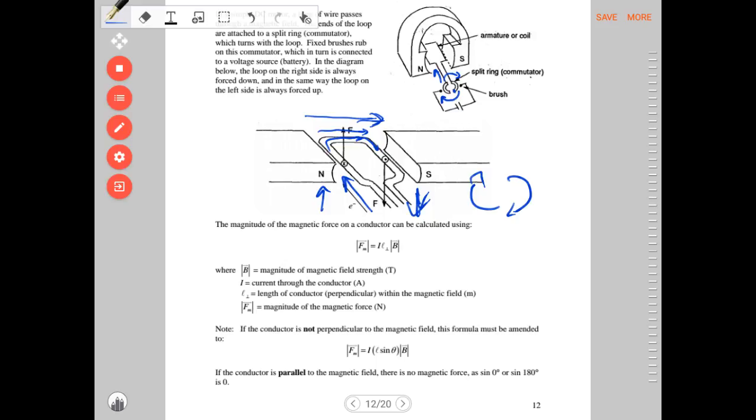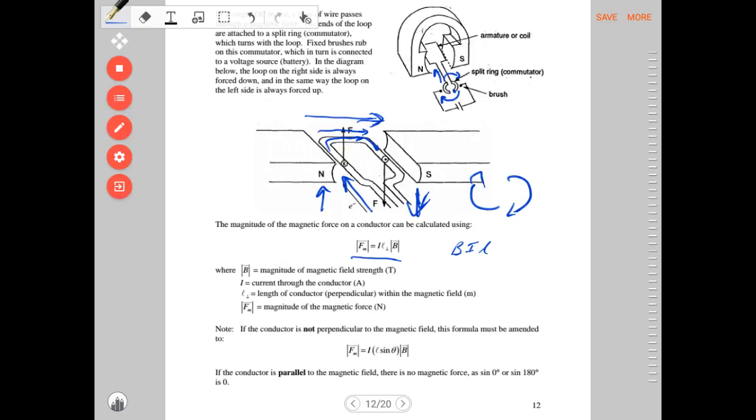All right, so let's look at the mathematics of this. The magnitude of a magnetic force on a conductor can be calculated using this formula. Force magnetic is equal to ILB. I like to rearrange this every now and then, because then it looks like Bill. So you'll often hear me say, this is the Bill formula. Don't get too caught up in that, it's just kind of a neat thing. B, of course, is the magnetic field measured in teslas. I is the electric current measured in amps.